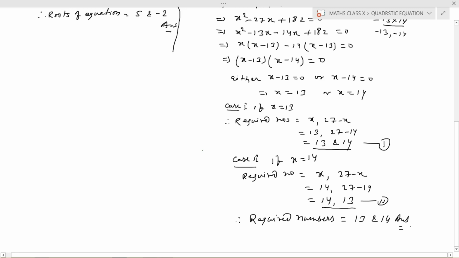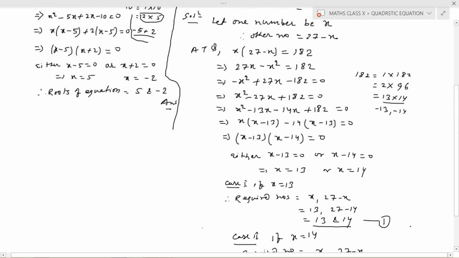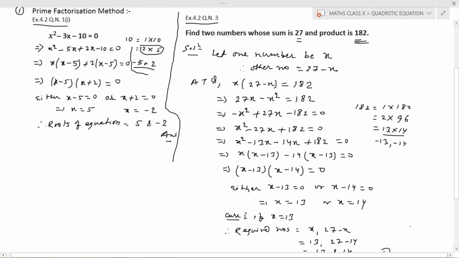I hope you understood. Whenever you do a word problem, you have to take care of this: first read the question carefully, then let the unknown term, the term which you have to find, be x. According to the question, frame the equation. If it is not in standard form, bring it into standard form, and after getting the standard form, factorize by the method of factorization and get the value of x, or the roots of the equation, and the roots of the equation will be your answer.